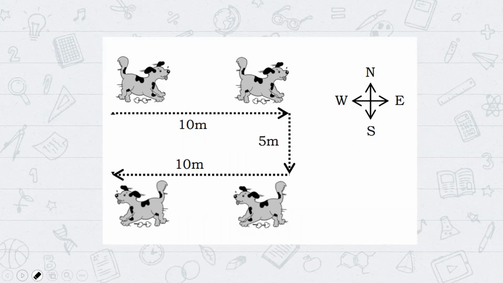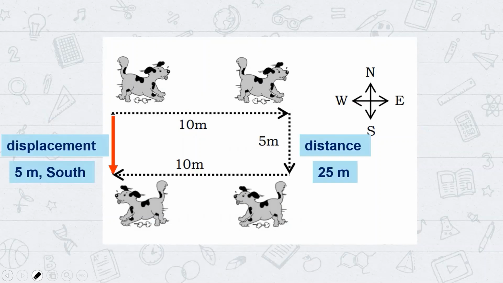In the previous example, how can we compute for the displacement? Right, you can place the continuous line here. The displacement is 5 meters south, while the distance is 25 meters. Can you now differentiate between distance and displacement? Very good.